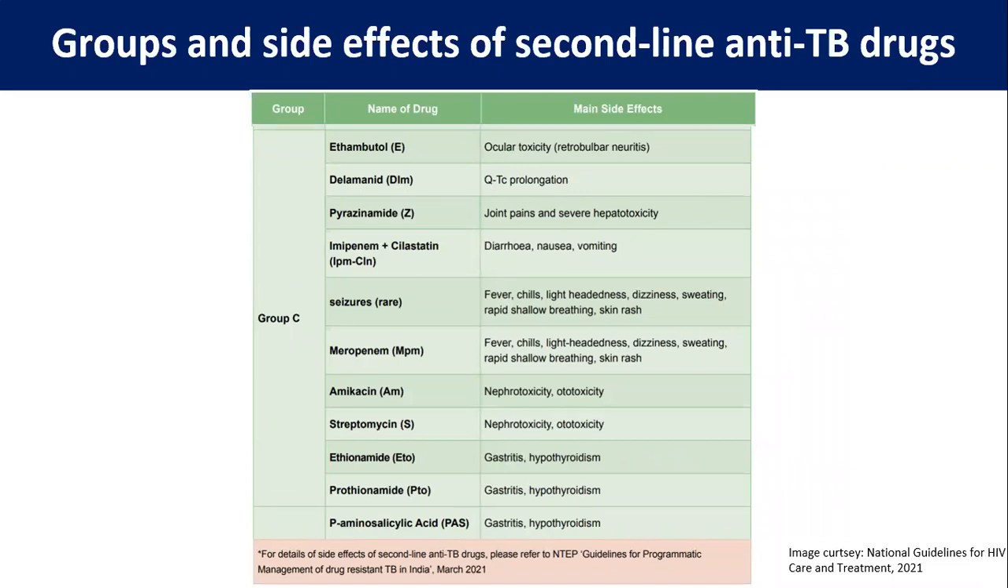Ethambutol, we have already discussed. Delamanid, QTc prolongation. Imipenem-cilastatin, diarrhea, nausea, vomiting. Meropenem, fever, chill, lightheadedness, dizziness, sweating, rapid shallow breathing, skin rash. Amikacin, nephrotoxicity. Ethionamide, prothionamide, and PAS can give rise to gastritis and hypothyroidism.